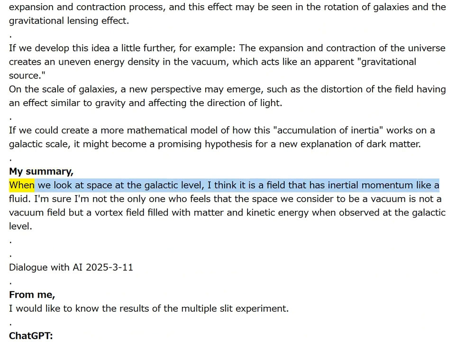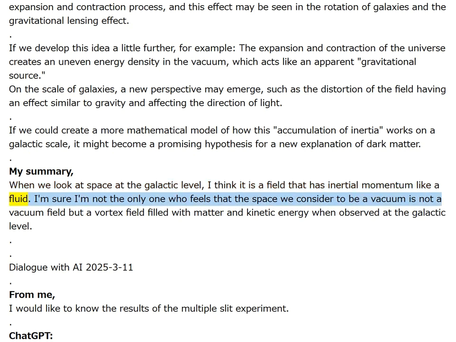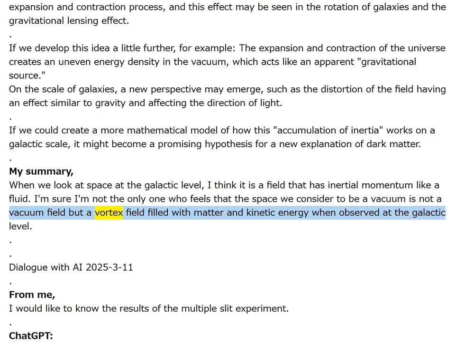My summary: when we look at space at the galactic level, I think it is a field that has inertial momentum like a fluid. I'm sure I'm not the only one who feels that the space we consider to be a vacuum is not a vacuum field but a vortex field filled with matter and kinetic energy when observed at the galactic level. Dialogue with AI, March 11, 2025.